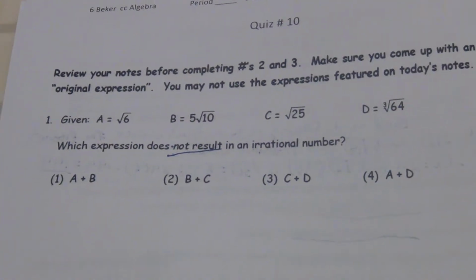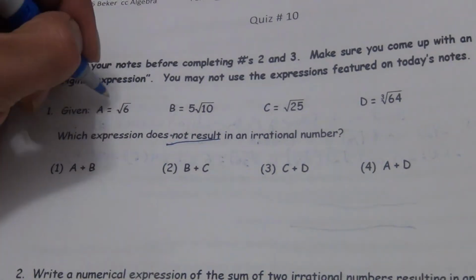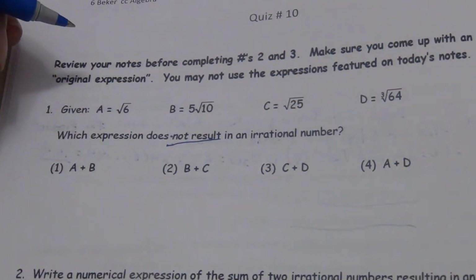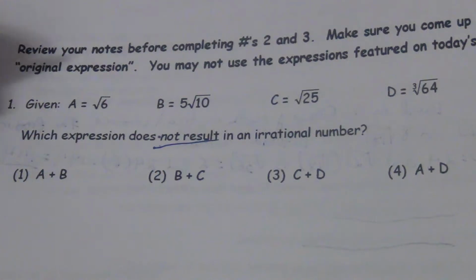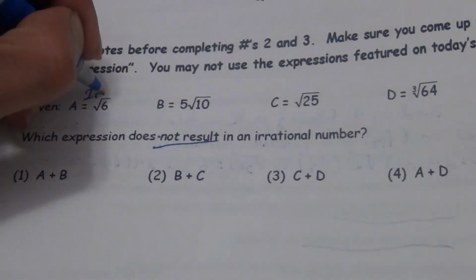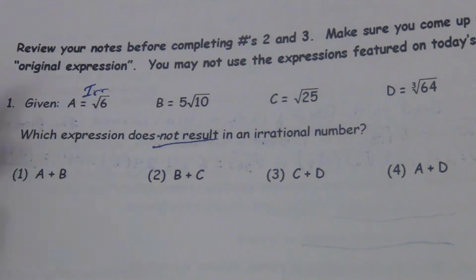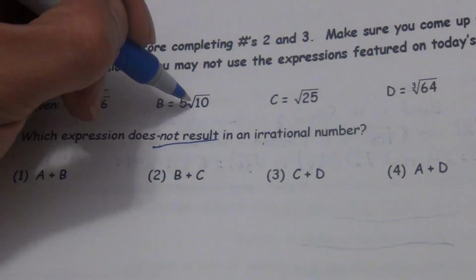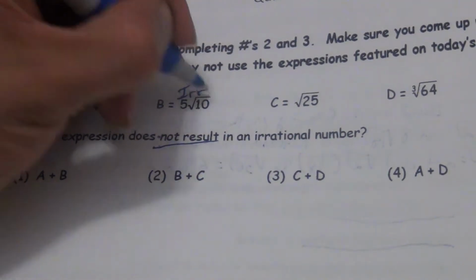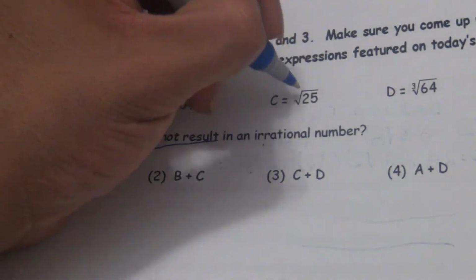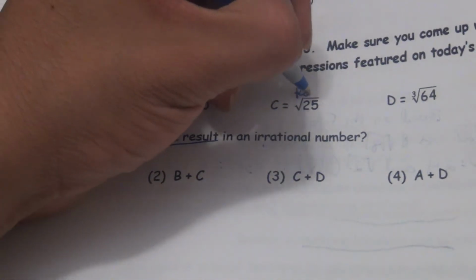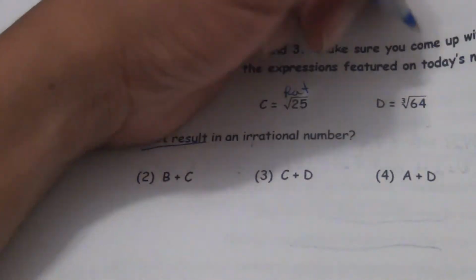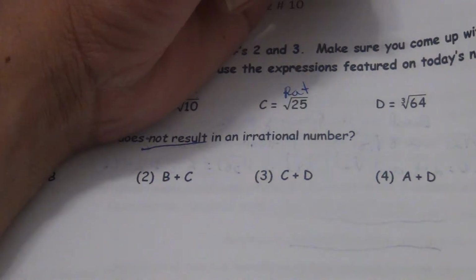So let's see. A is rational or irrational? Right, this is irrational because that's the square root of 6, a bunch of numbers. Is this rational or irrational? You have a rational number times an irrational number. Okay. Square root of 25, or radical 25, is what? Rational. And then the cubic root of 64.